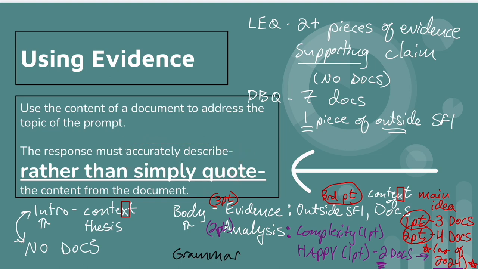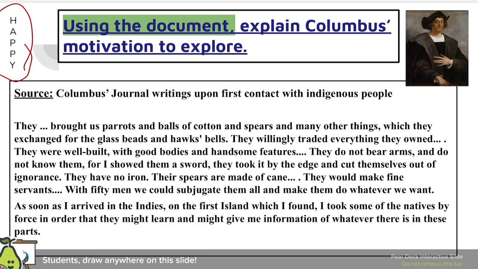We cross them out because you being able to copy and paste words from a document doesn't tell me that you understand what the document's saying. So, for example, if we go back to our Christopher Columbus firsthand account of his encounter with the indigenous peoples, let's say that you quoted this sentence: the Native Americans were, quote, well built with good bodies and handsome features. You copying that doesn't tell me that you understand what's going on in this document.